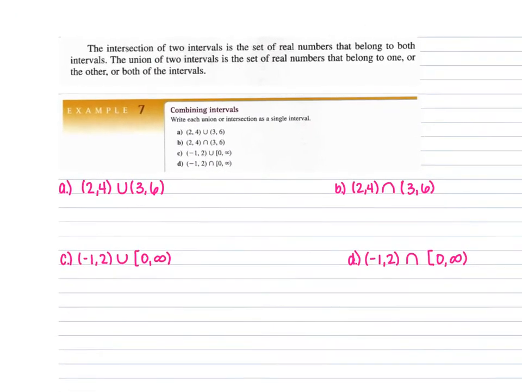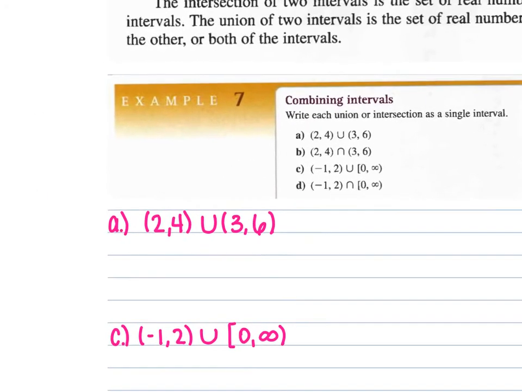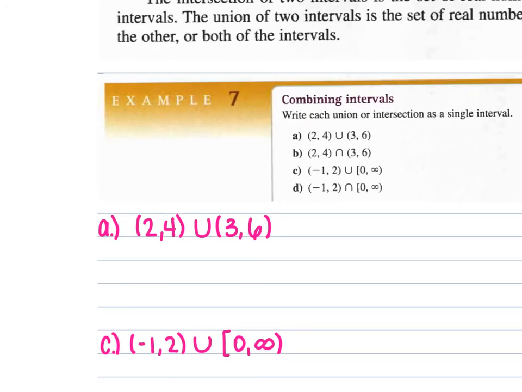Lastly, we are combining intervals here. So we're writing each union or intersection as a single interval. For A, we have [2, 4) union [3, 6). So this is the numbers between 2 and 4 with a union of the numbers between 3 and 6. So this is just going to include all of them. So it's going to be 2, comma 6.